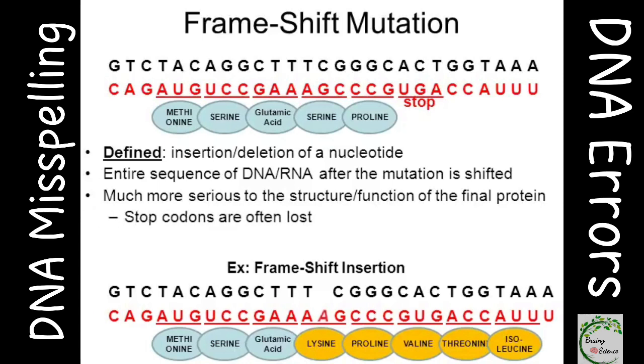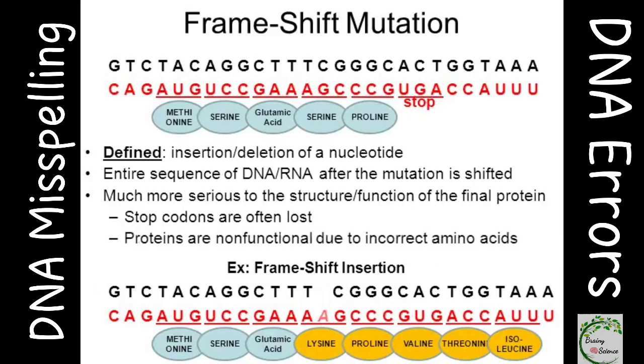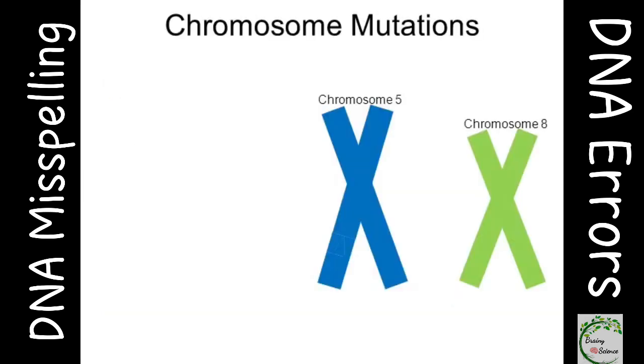And so, as I just mentioned, stop codons are often lost as a result of a frame shift mutation. And the proteins that are created, I've said this a few times, are often non-functional due to the large number of incorrect amino acids. Maybe the protein is just too big now. It's only supposed to be made from maybe 5 amino acids, but now it's made from 20 amino acids. So frame shift mutations are a lot more serious.